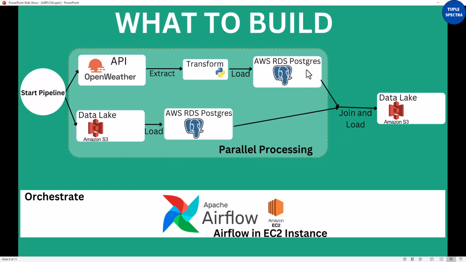Then we are going to have another task that's going to pull data from this Postgres and this Postgres, join them, and then eventually load them to an Amazon S3 bucket. All these are going to be orchestrated by our Airflow instance that is running in an Amazon EC2 instance. I hope you guys have an idea of what we want to build right now. All right guys, let's get going.